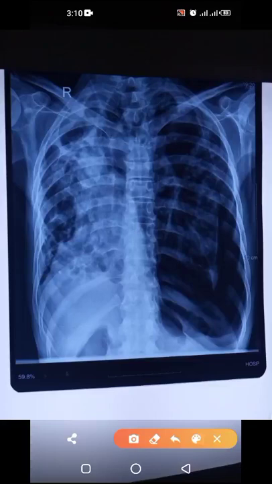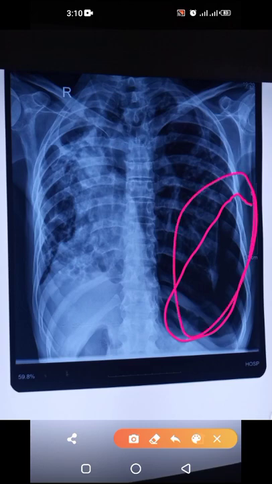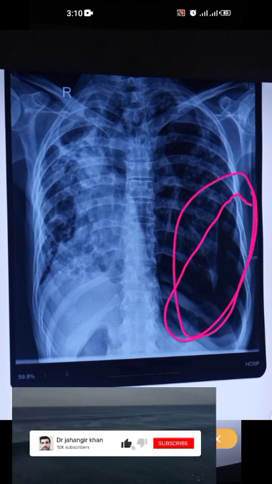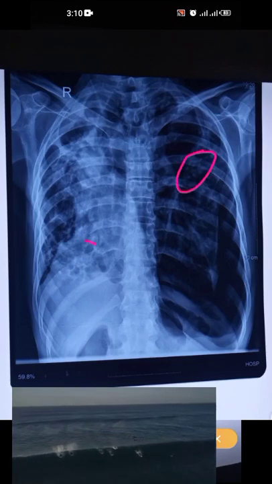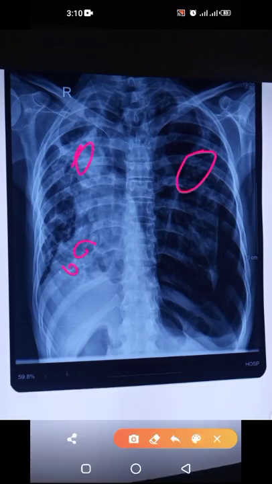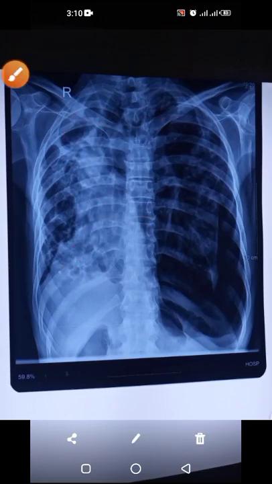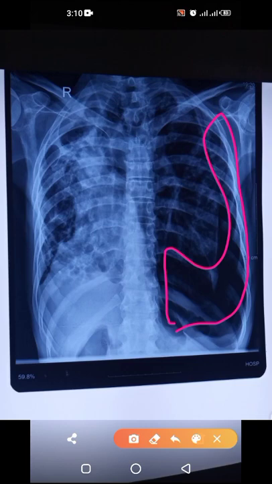So what is your diagnosis? This is a case of left-sided pneumothorax. You can appreciate over here left-sided pneumothorax with nodularity in the left lung and the cystic changes in the right lung, and the trachea and the mediastinum shifted to the right side. This was a case of post-TB bronchiectasis with left-sided pneumothorax.